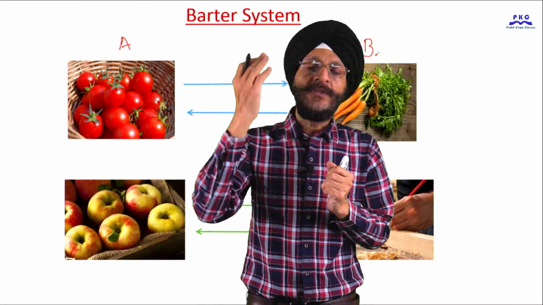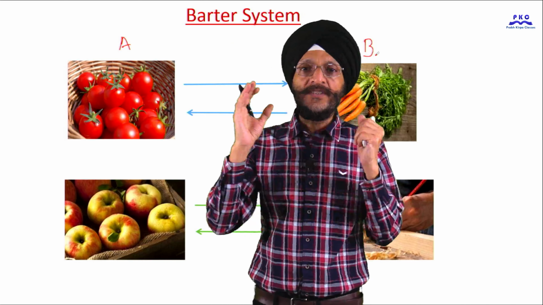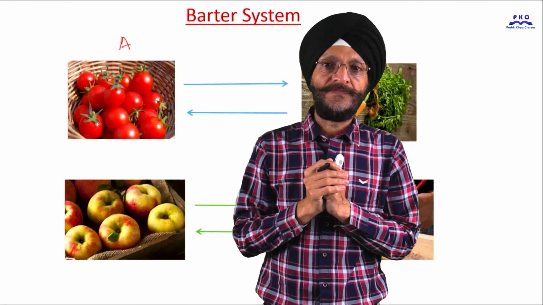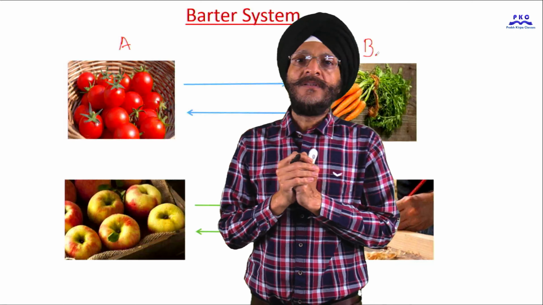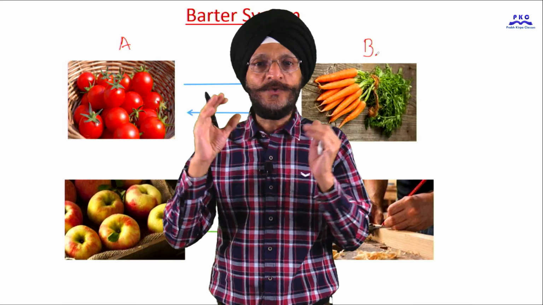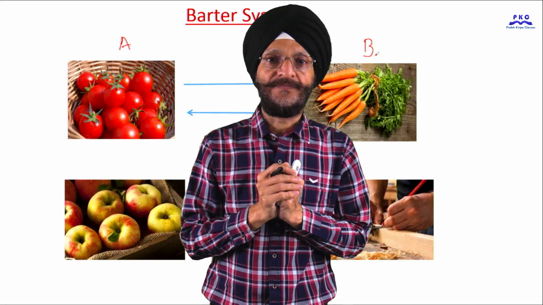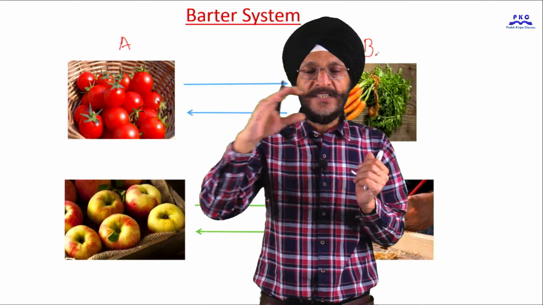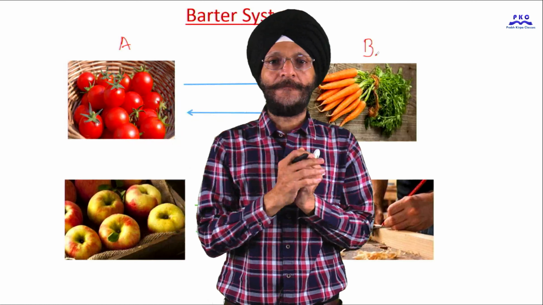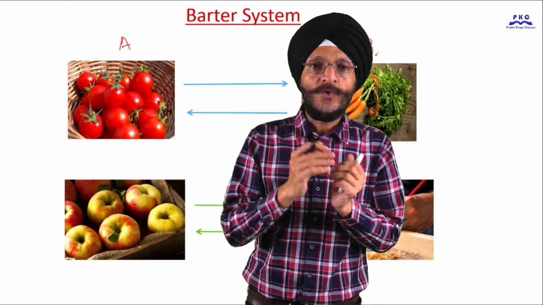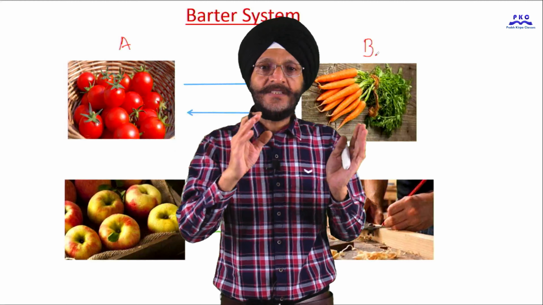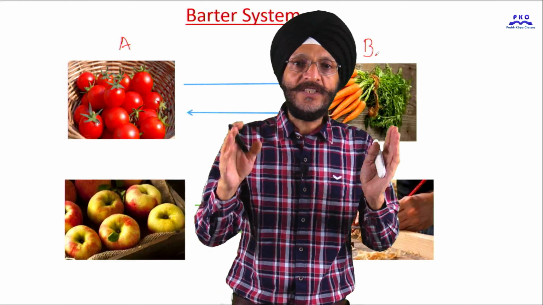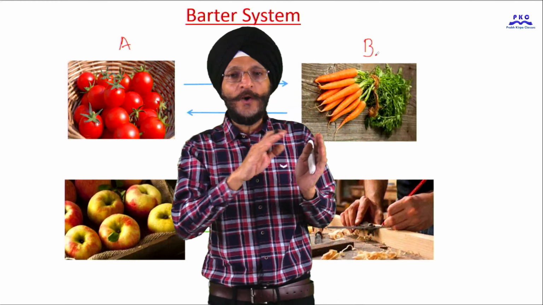But if we look at thousands of years ago, currency was not in existence or the people were not having access to the currency. So they were using barter system. They were exchanging goods with one another. So barter system is a system in which there is direct exchange of goods or services between two persons without the use of money.